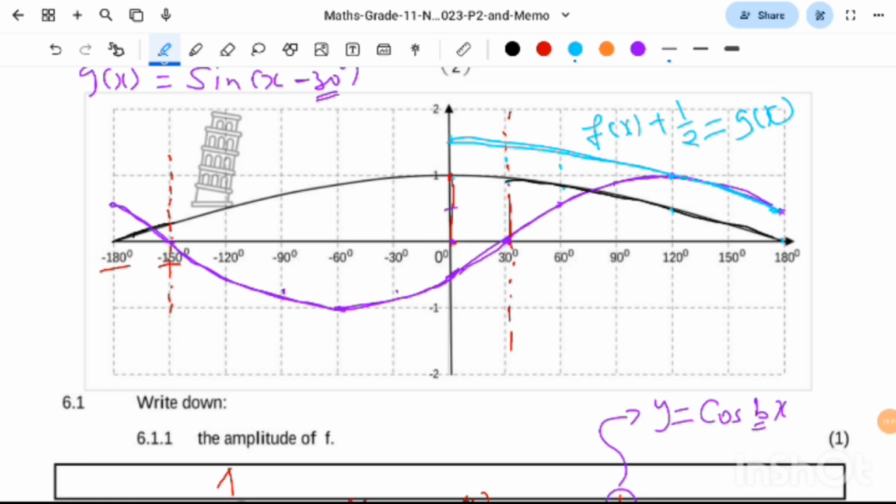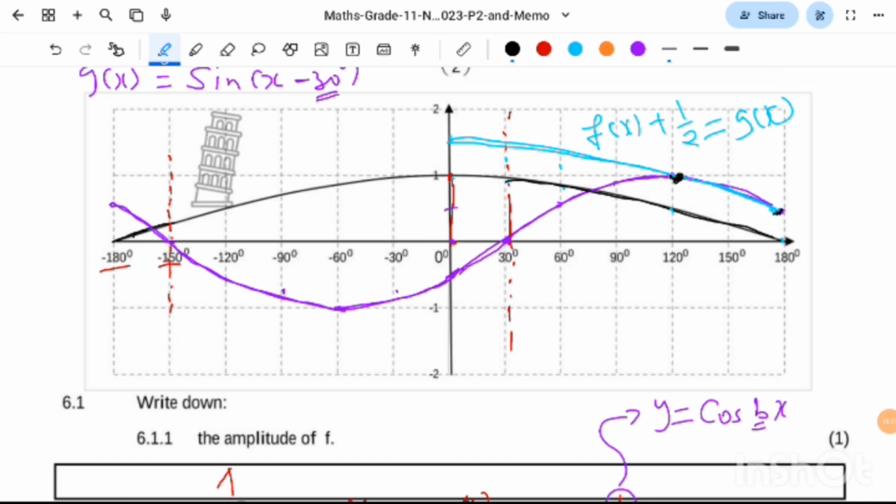Now they want us to give the values of x where f of x plus half is equal to g of x. Okay, what was our g of x? Our g of x is purple. So where the two graphs meet. Okay, the two graphs meet right here at 120, and they also meet at 180. So they meet at 120 and 180.